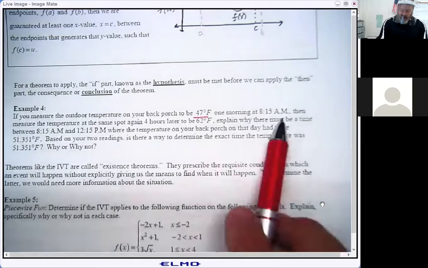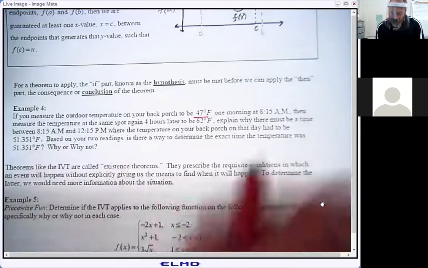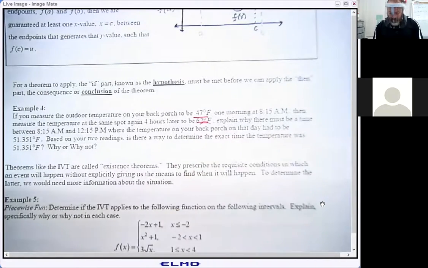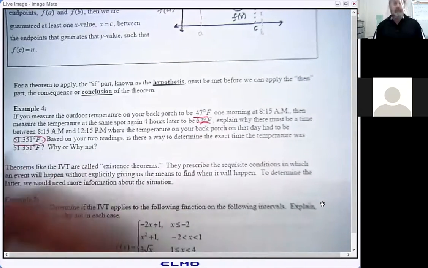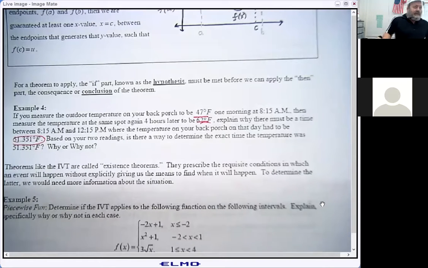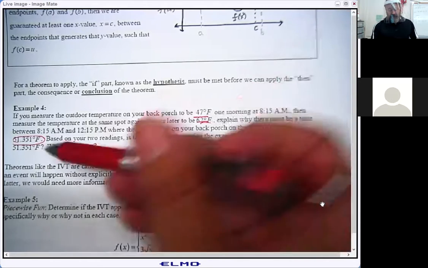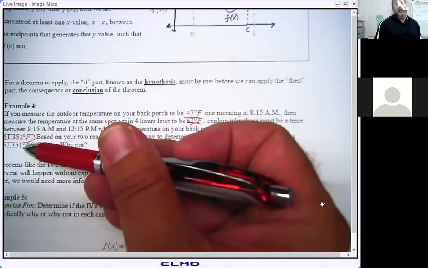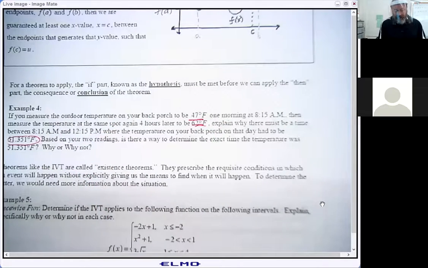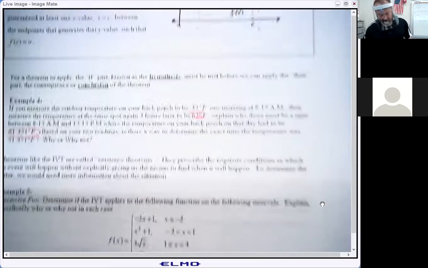But anyway, then if you measure the temperature 4 hours later at 62, explain why there must be a time where it's 51. Well, is that pretty obvious? If it's a continuous function, does there have to be some moment in time that it passed between 47 and 62 when it hit this weird number? Obviously it has to hit that number because it's in the middle. You can write something out.